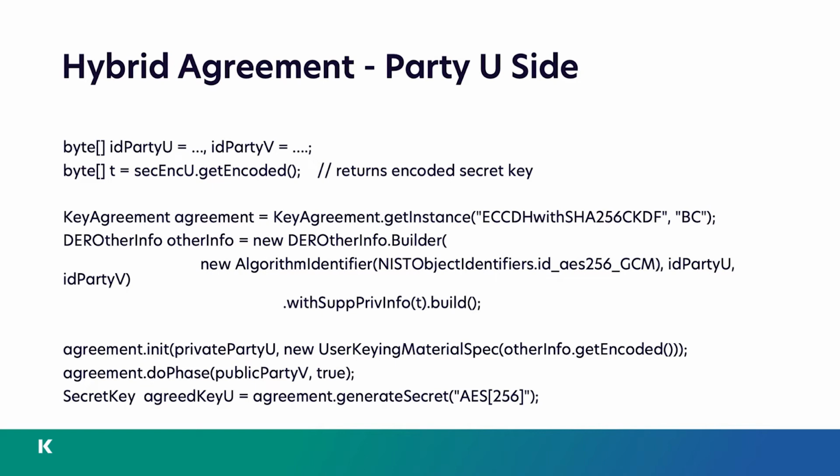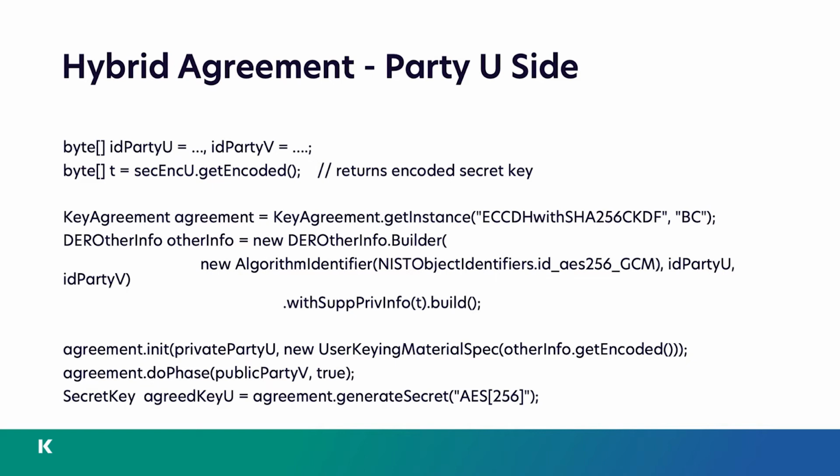After that, we do the agreement by calling the doPhase method, and we provide the public key for party V. Then after this, we can generate the agreed key for party U, and here we specify that the key type is AES-256. So let's see how party V does this.